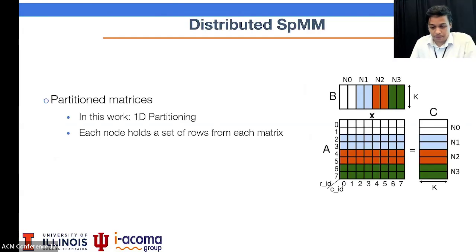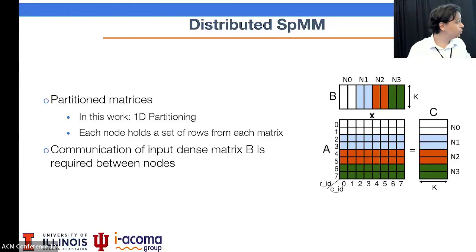When we have distributed SpMM, the first thing we need to do is decide how we will partition our matrices across all of the nodes in the system. In this work, we assume 1D partitioning, according to which each node will hold a consecutive set of rows from each of the matrices involved.